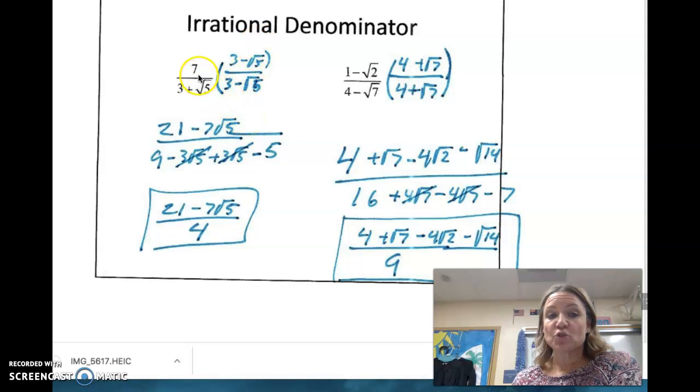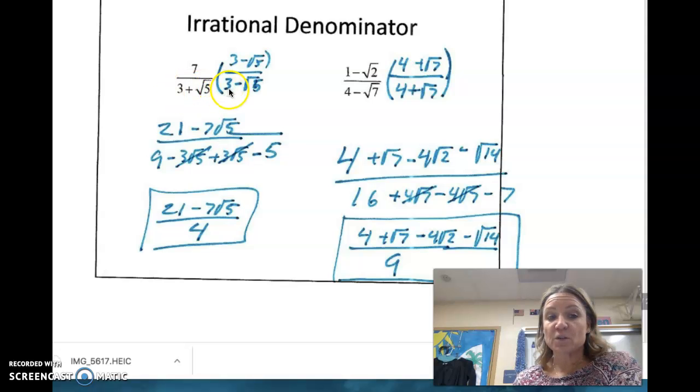All right, so let's do the numerator first. 7 times 3 is 21. 7 times negative square root of 5 is negative 7 rad 5. Okay? That is not simplifiable. Sometimes you can simplify it, but this one you can't. Okay, so let's do the denominator.